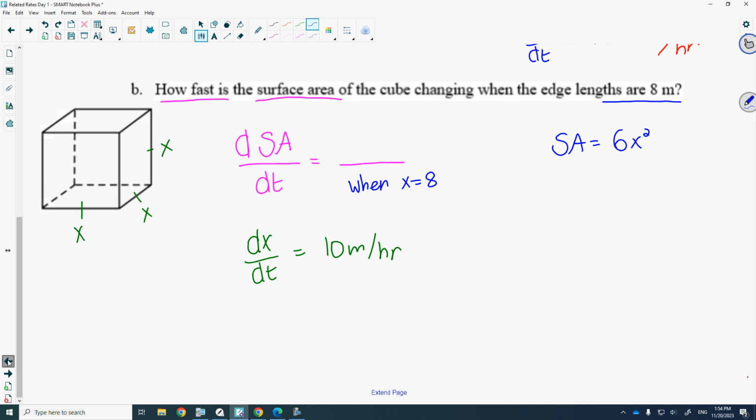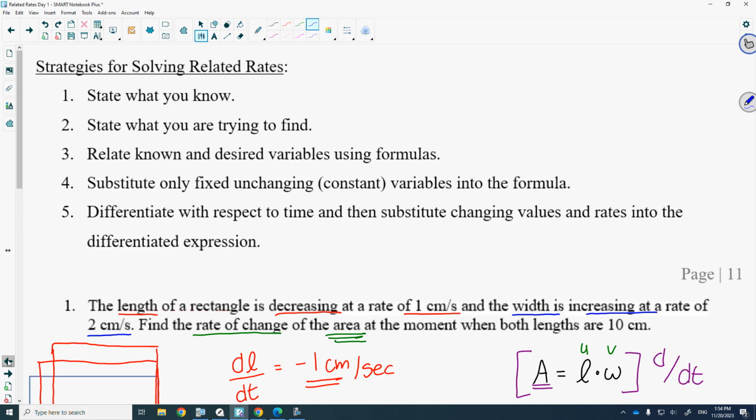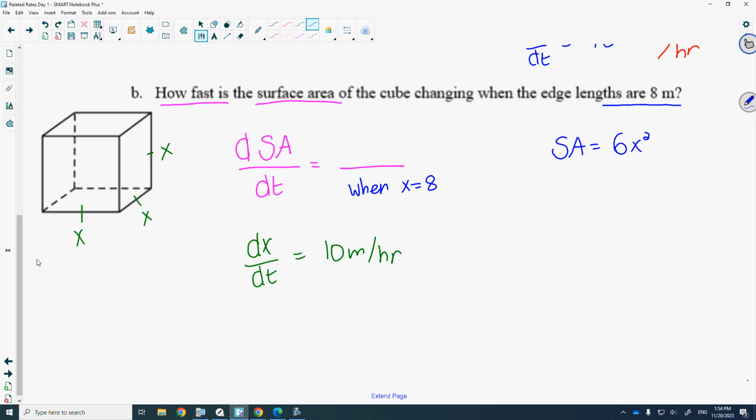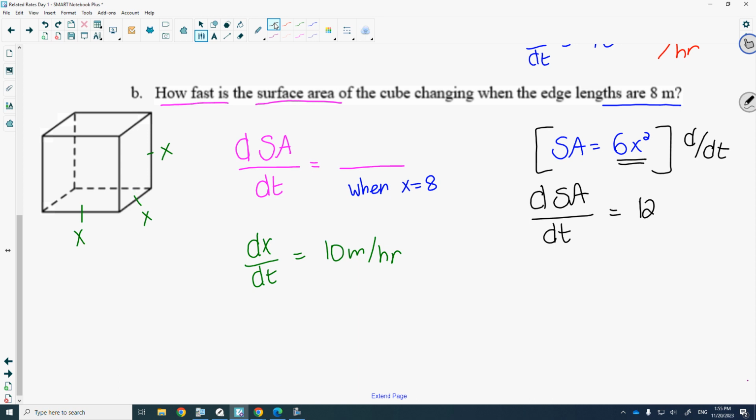And if I actually look at this, this would be step 3 here. It says relate the known and desired variables using formulas. Okay. So once you have your formula, differentiate both sides with respect to time. So the rate at which the surface area is changing with respect to time, the derivative of 6x squared, would be 12x dx/dt.